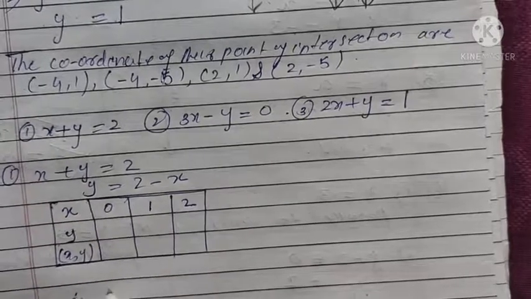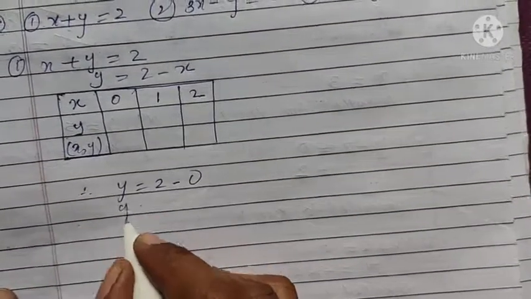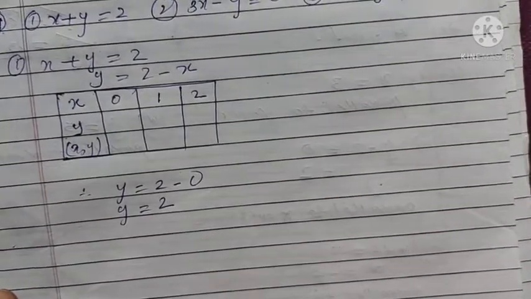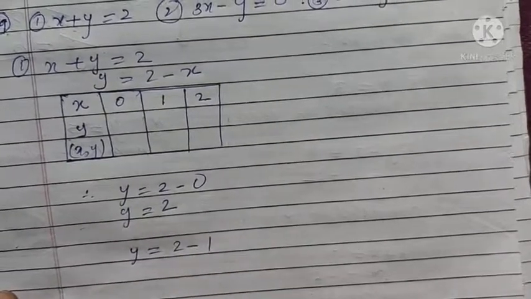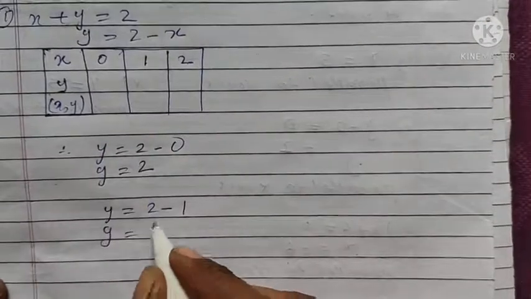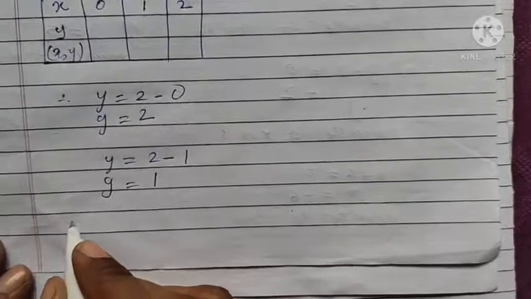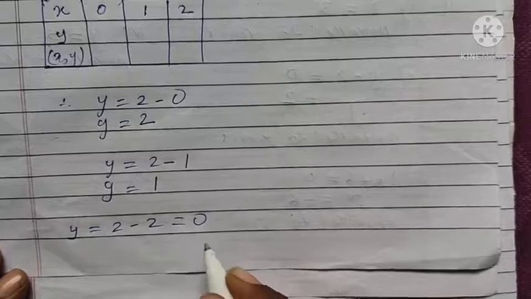First, y is equal to 2 minus 0. 2 minus 0 is 2, so the y value is 2. Now the second, y is equal to 2 minus 1. The next x value is 1, so y is equal to 2 minus 1, which is 1. Now the third one is y is equal to 2 minus 2. 2 minus 2 is 0.